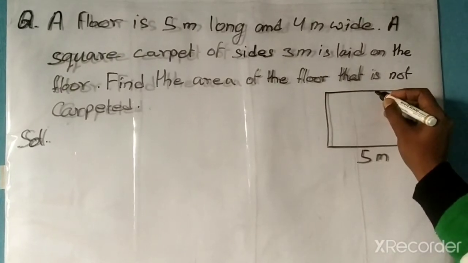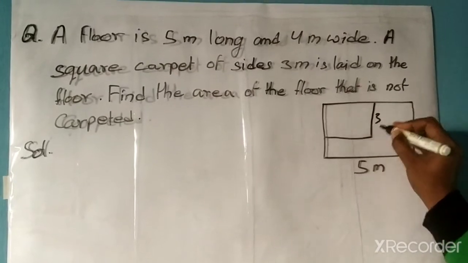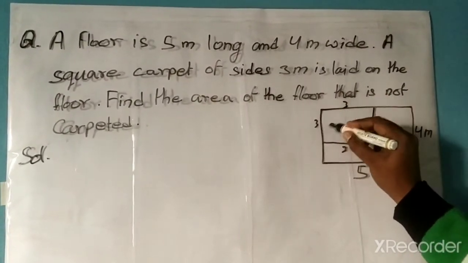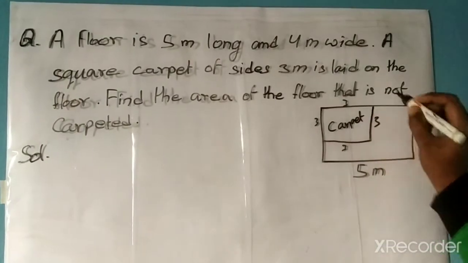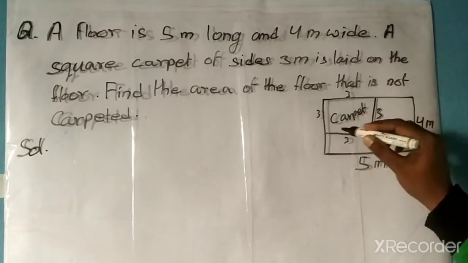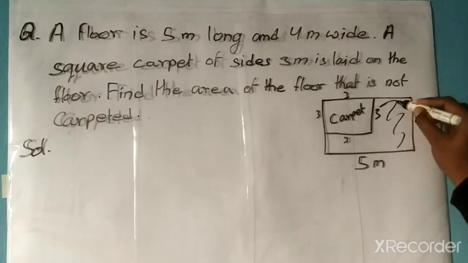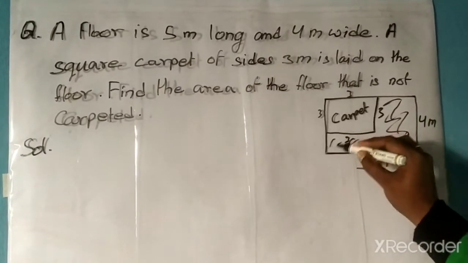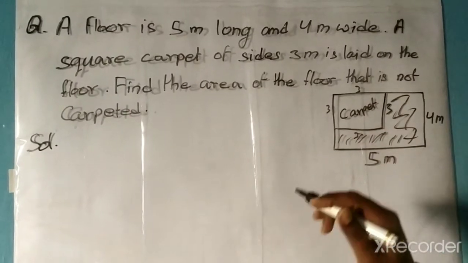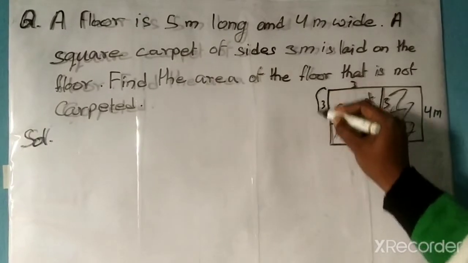Suppose this is the carpet here. This is 3 meter, this is 3 meter. This is the carpet, this is the area covered by the carpet, and we have to find this portion which is not covered by the carpet. This area we have to find. So first, we will find the total area of this floor.